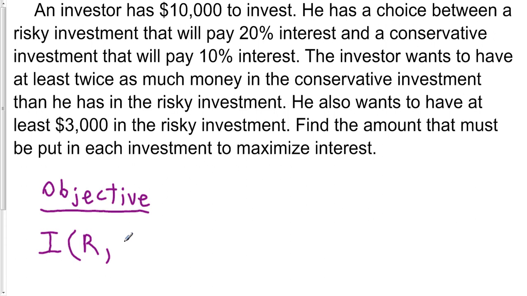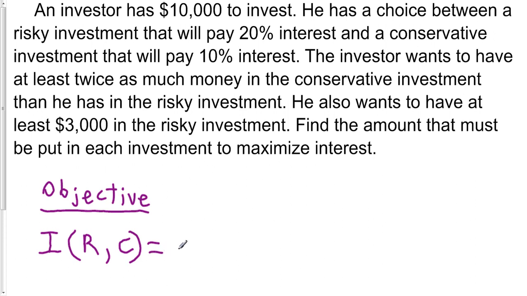And the second one, the amount that I put in the conservative investment, I'm going to call C. So I have a function I, which is interest. I is my interest of two variables, the amount of money in the risky and the amount of money in the conservative. So if I tell this function how much money I have in my risky account and how much money I have in my conservative account, it'll tell me how much interest I will earn.